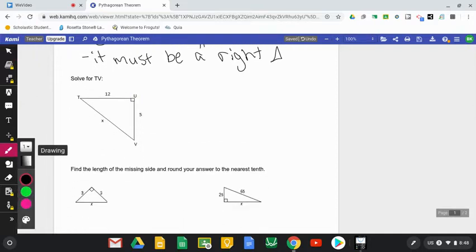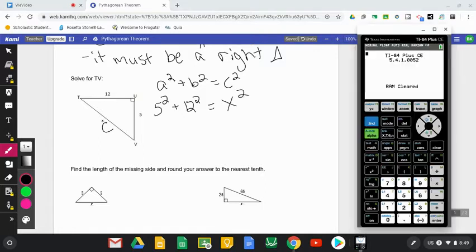All right, so here we go. First step is find your hypotenuse. I like to mark it with a little C. There it is. So now I know I have a right triangle, so I'm going to use a squared plus b squared equals c squared. A and b, we already talked about this. Does it matter which one it is? No. As long as it's not your hypotenuse, you're good. So I could do 5 squared plus 12 squared equals c squared, which is going to be x squared. So now I'm going to square both of these.